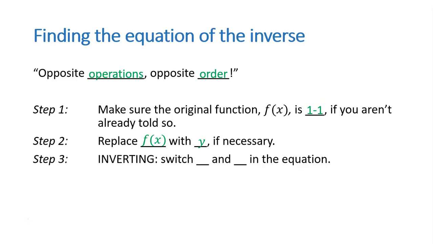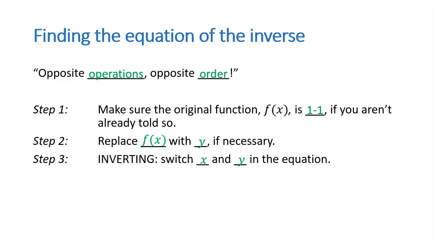So step 3 is where we actually invert. This is where we're actually taking the inverse. So we switch all the x's and all the y's in the equation. Anywhere there was an x, the x becomes a y. Anywhere there was a y, the y becomes an x. And this makes sense based on what we just talked about.